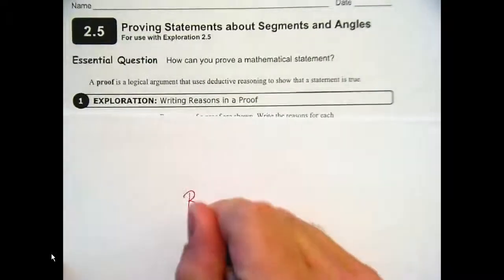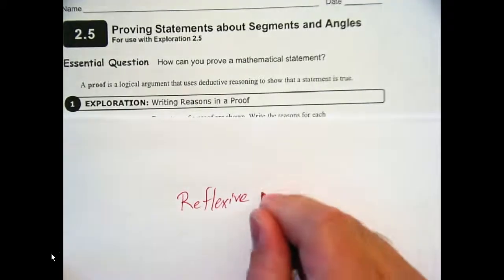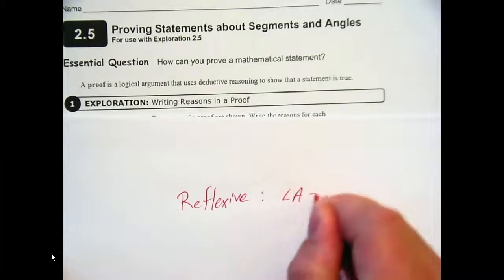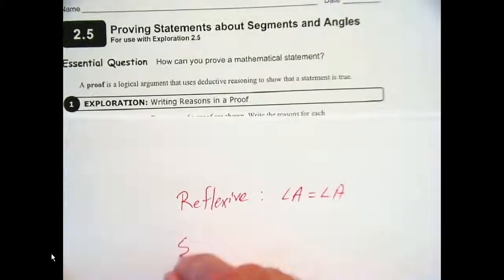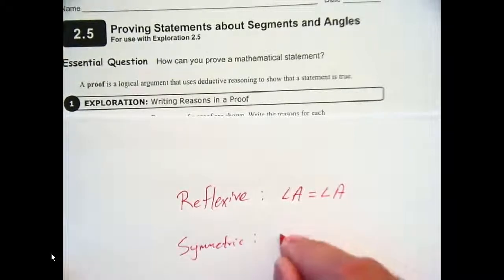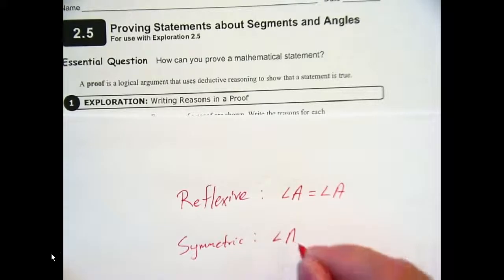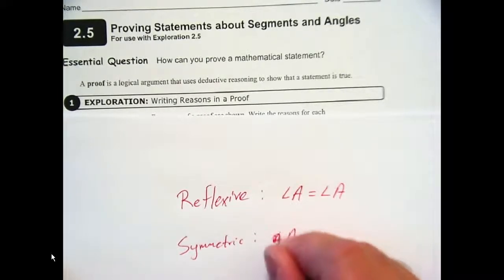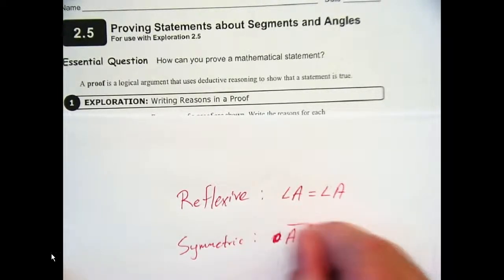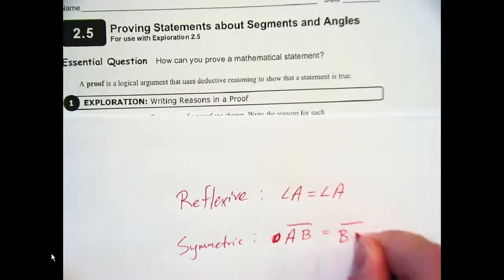So reflexive, we have maybe angle A equals angle A. Symmetric, we have angle A, or let's not use angle there, better yet. Segment AB is equal to segment BA. Good. Okay. Go with transitive.